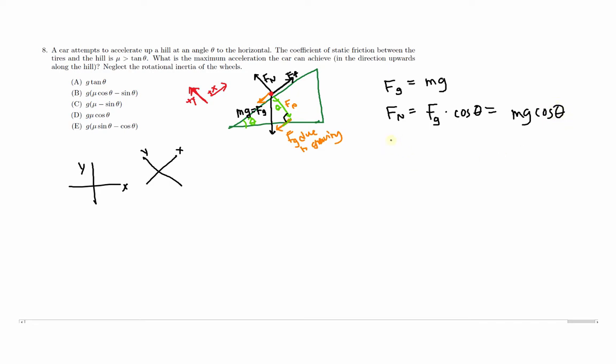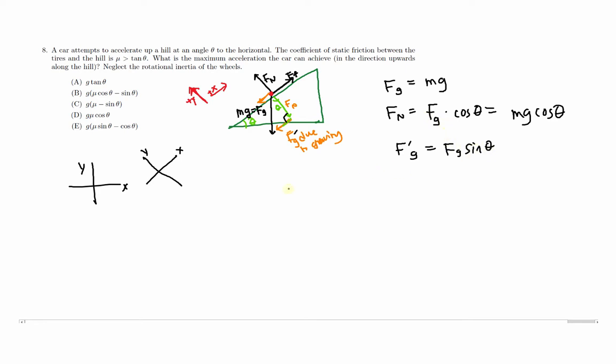And I'm going to write down the corrected force along our motion, and that's going to be F of g sine theta, because now we have the vector that's opposite to our angle, so F of g sine theta.